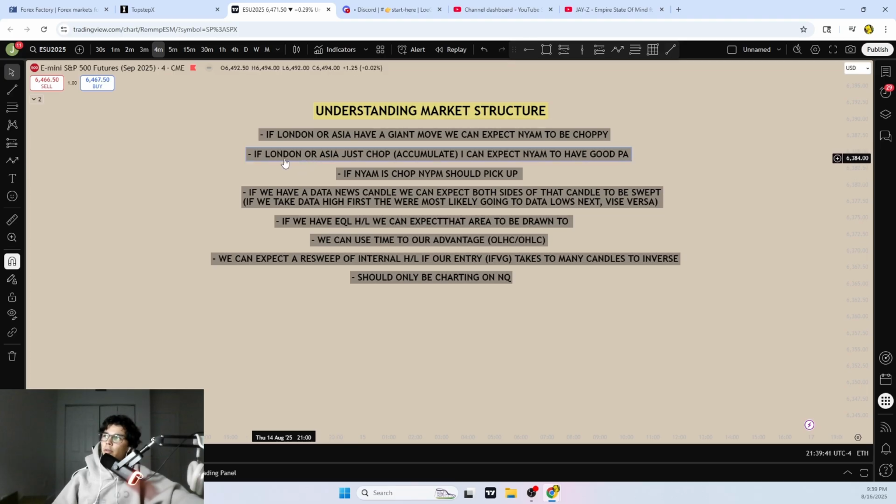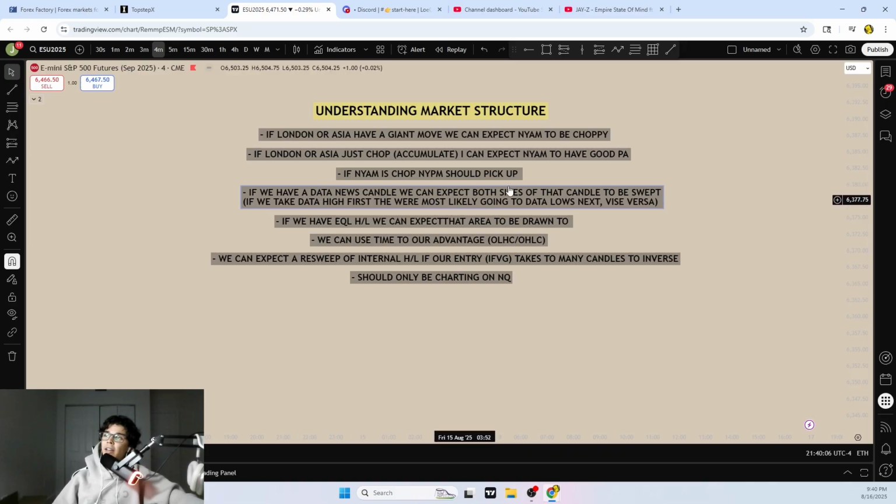And then vice versa, if London or Asia just chop, right? If London and Asia is just chopping, well, we can expect New York AM to carry out either that reversal move or the continuation move, whatever structure we're in, right? From there, if New York AM is chopped, then New York PM should pick up. Same thing as London and Asia with the AM. Well, if AM is chopped, New York PM should take out the daily objective, okay?